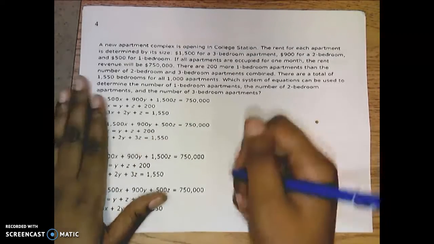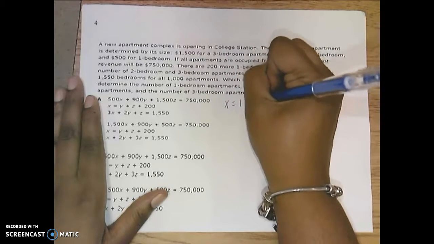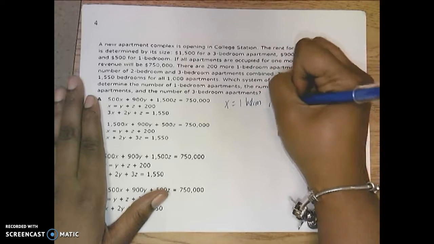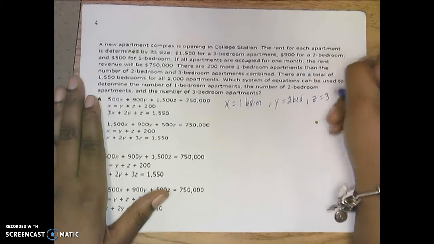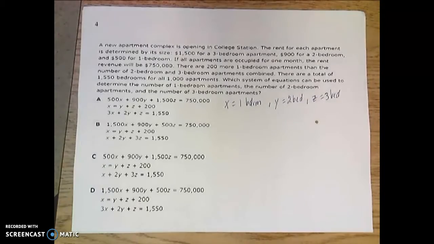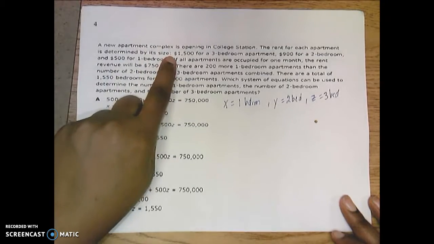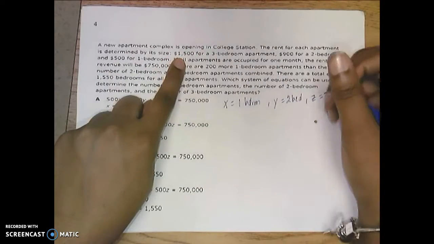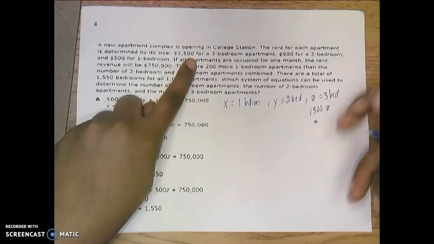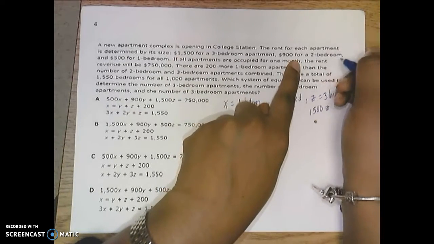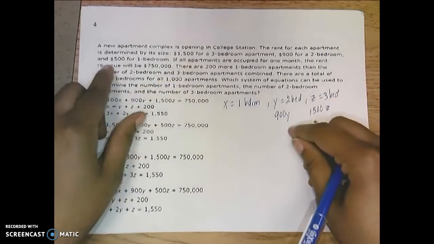So what I'm going to do is I'm going to let X be a 1-bedroom, we're going to let Y be a 2-bedroom, and Z then will be a 3-bedroom. Okay, so that's all I've gotten just from reading the very beginning. So what it says is in the size of the bedroom, the 3-bedroom is 1,500. So that's going to be 1,500Z. A 2-bedroom is 900. So 900Y. And a 1-bedroom is 500.